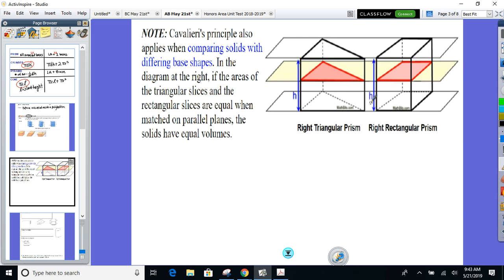That's a what type of prism? What type of prism do I have here? Triangular, and I just have a rectangular one here. They have the same volume. Why do they have the same volume?